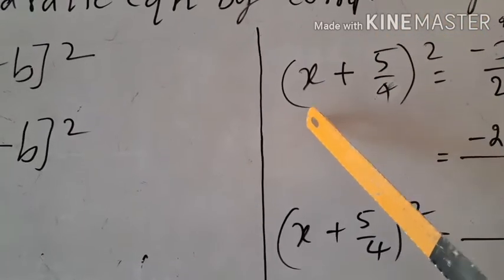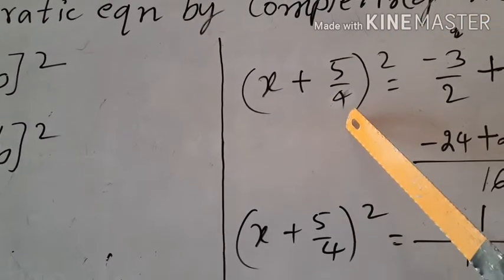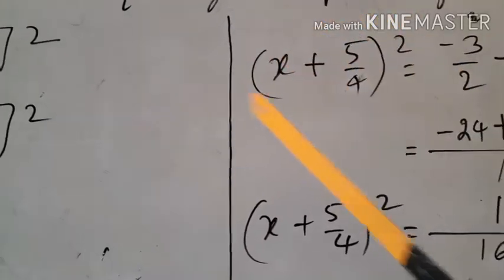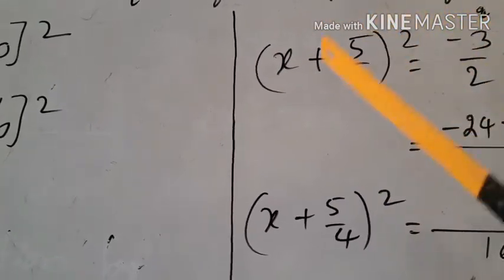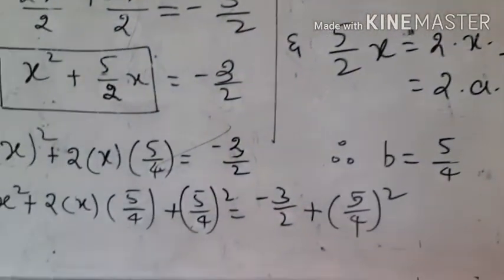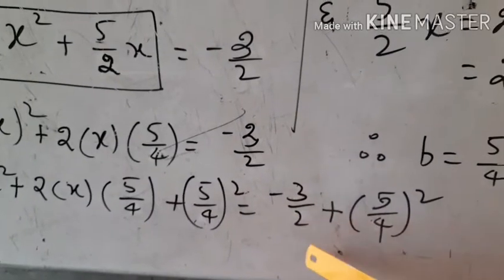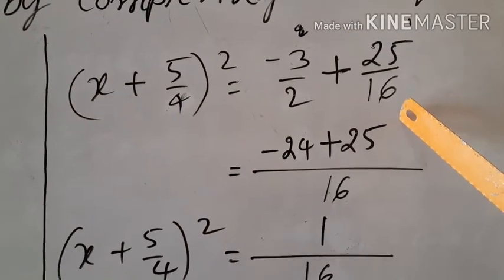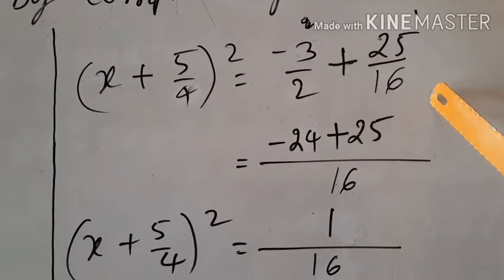Where there is a, there is x. Where there is b, there is 5 by 4. Thus, a plus b the whole square. Now it became a complete square, which is equal to minus 3 by 2 plus 5 by 4 the whole square. See here, minus 3 by 2 plus 5 by 4 the whole square is 25 by 16.